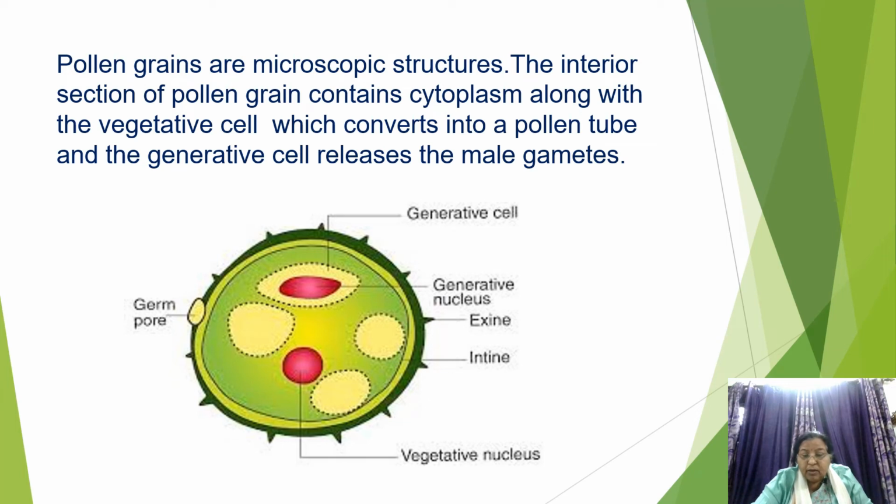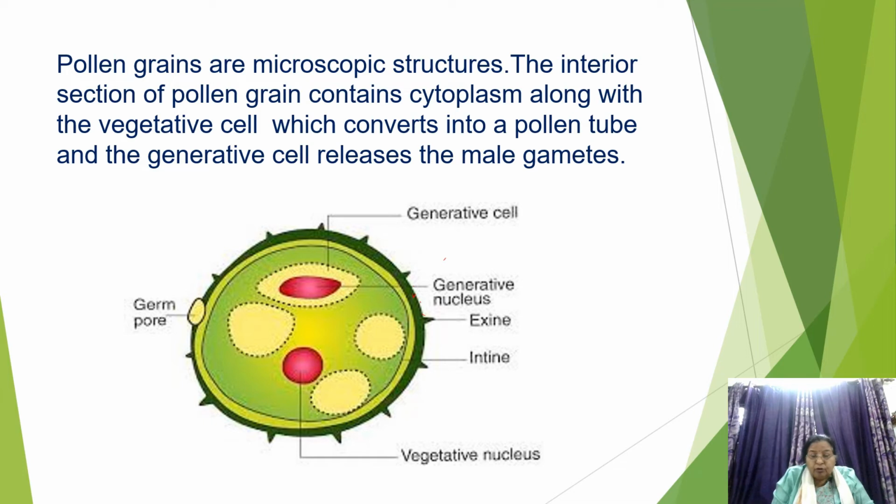Now these tetrads will form the pollen grain. What is a pollen grain? Pollen grain is a microscopic structure. Now what is inside this pollen? The sporogenous mass on meiosis produced tetrads. Tetrads are haploid structures, and each haploid structure is going to become a pollen grain.